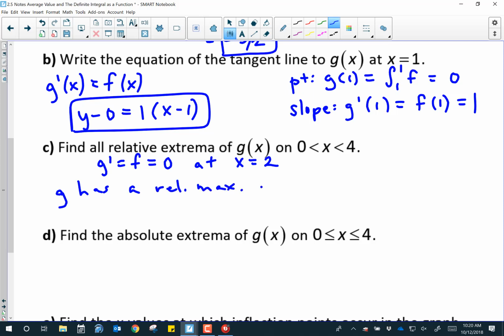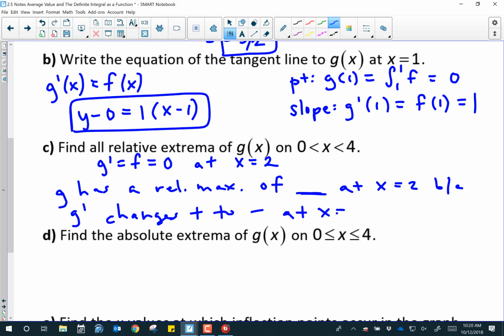So then g has a relative max there, at x equals 2, because g prime changes from positive to negative at x equals 2.